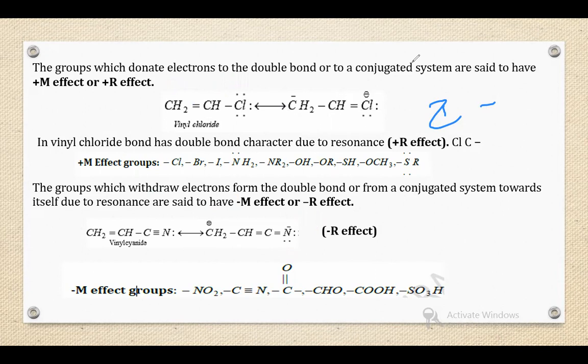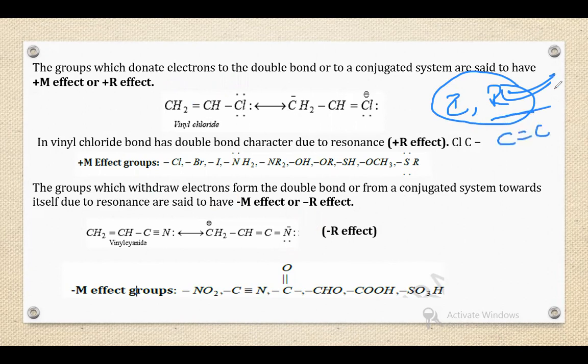Resonance effect is more predominant than the inductive effect, because when both the inductive effect and resonance effect act in the same chemical reaction, the resonance effect is more predominant. Why is this? Because of carbon-carbon unsaturated compounds. The inductive effect is applicable to carbon-carbon single bonds, so there is sigma electron transfer. But in the case of the resonance effect, there is pi electron transfer.